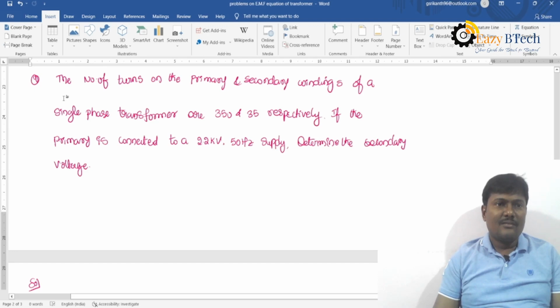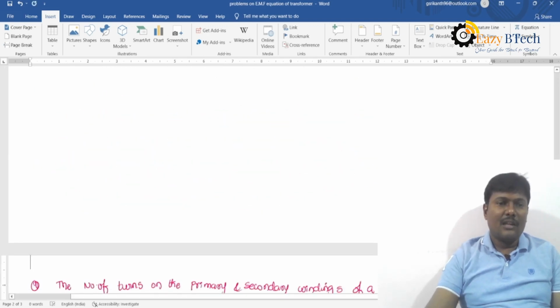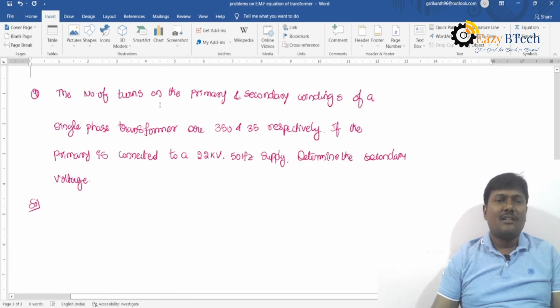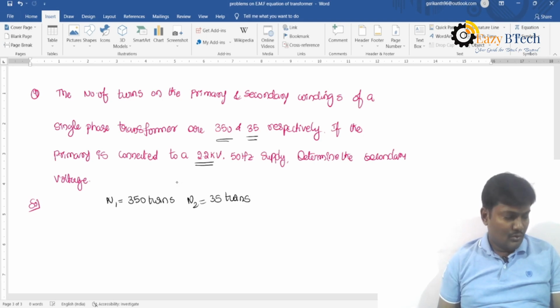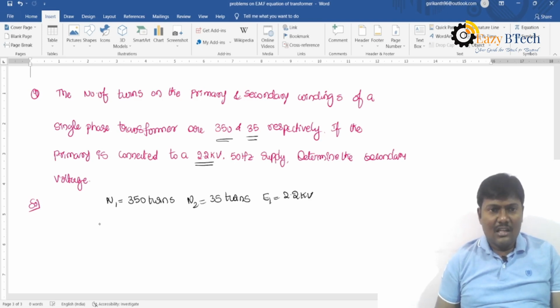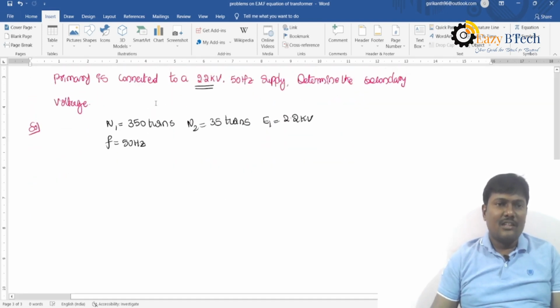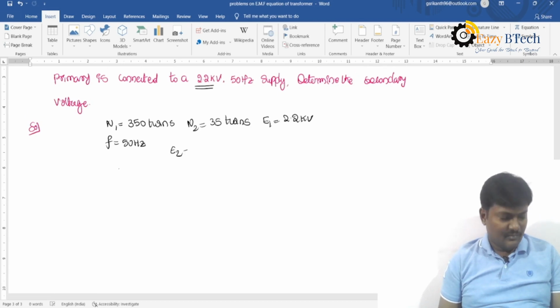The number of turns on the primary and secondary windings of a single phase transformer is 350 and 35. So now N1 is equal to 350 turns and N2 is equal to 35 turns. The primary winding is connected to 2.2 kilovolts, meaning E1 is equal to 2.2 kilovolts, and the frequency is 50 hertz. Calculate the secondary induced EMF. Yes, E2 is equal to how much?